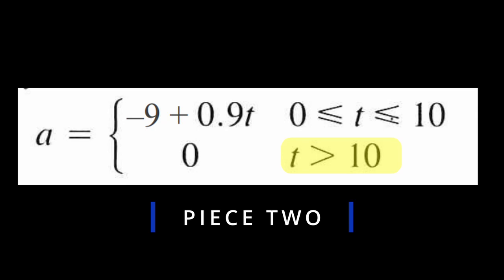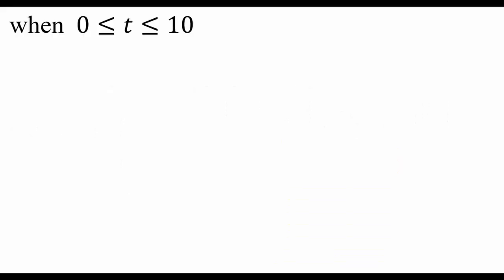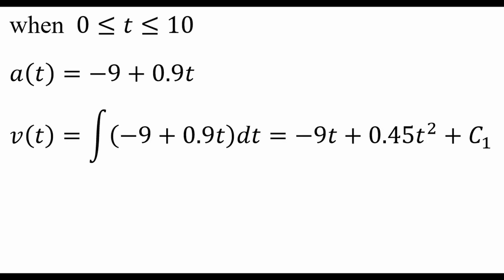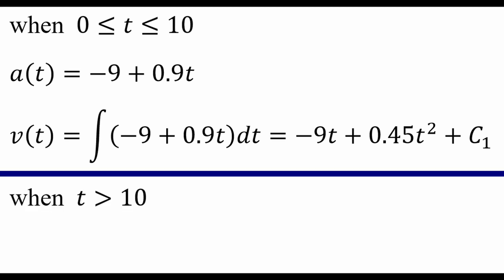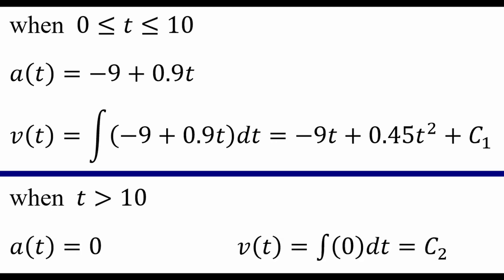So let's integrate piece 1 and piece 2 individually for the acceleration function in order to determine the velocity function. For the first piece, a equals -9 + 0.9t. Integrate that, you get that the velocity is -9t + 0.45t² plus some constant, which I shall call c1. So that takes care of piece 1 of the piecewise velocity function. For the second piece, the acceleration is a constant 0. The integral of 0 is simply some constant, which I shall call c2.